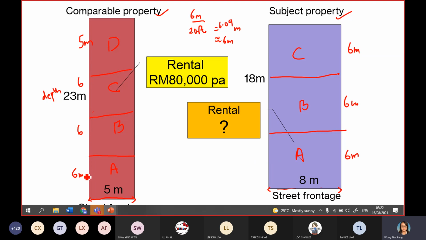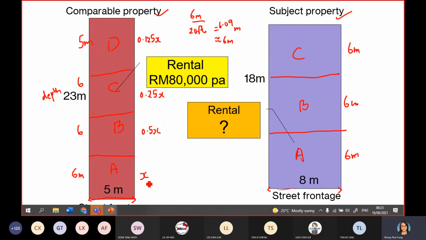Then halving back, which means that assuming zone A, the rental is X. B, half of the X, half of A. B, the rental is half of A, so that's why it's 0.5x. C, the rental is half of B, that's why 0.25x. Then the rental at D is half of C, that's why 0.125x. Okay, I repeat again.